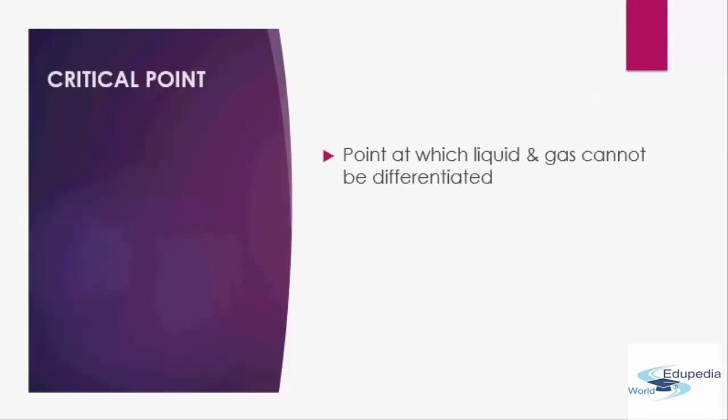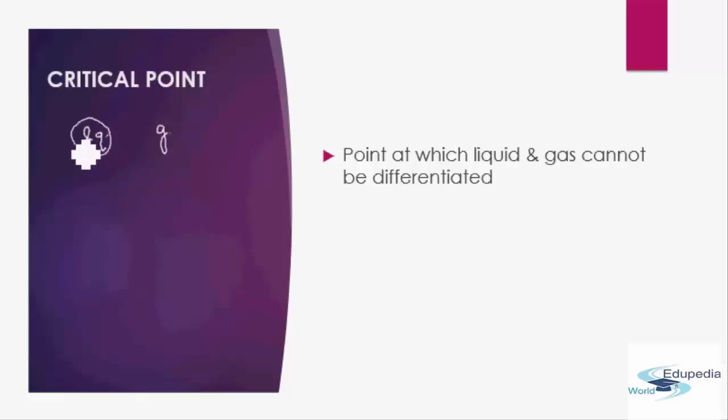So the critical point is the point E. It is the point at which liquid and gas cannot be differentiated. Okay, the point E in our graph was the critical point. There I cannot say whether my substance is in liquid phase or in gas phase, because there is no way to differentiate between liquid and gas phase.